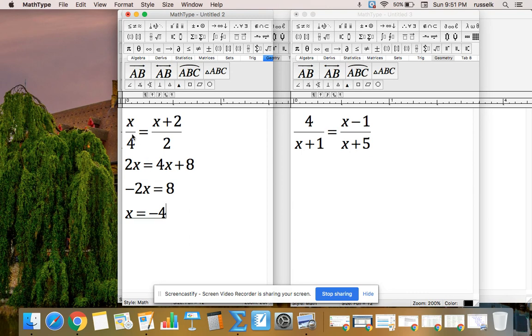Plugging that back in, the first fraction will become a -1. The second fraction will have -2 on top, divided by 2, which is also -1, so that one works.